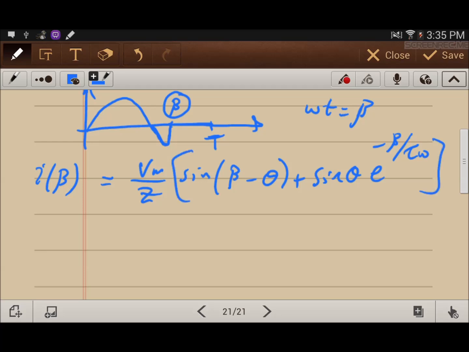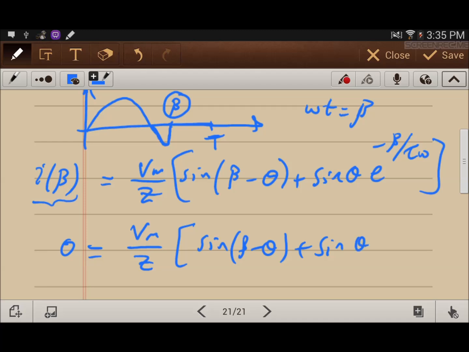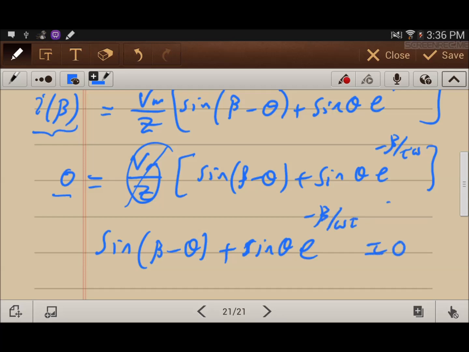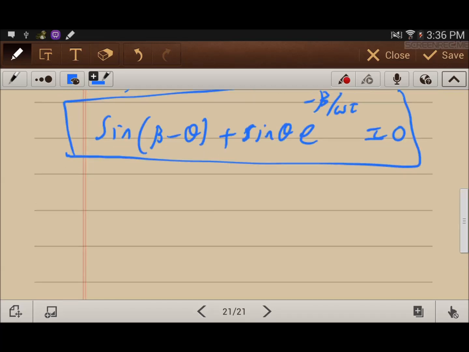So now the current at beta is equal to 0, so this is V maximum over Z [sine(beta minus theta) plus sine theta e to the minus beta over tau omega]. To find beta, the V maximum over Z factor will cancel due to the 0 here, so it will be sine(beta minus theta) plus sine theta e to the minus beta over omega tau equal to 0. And this equation can only be solved using numerical solutions.